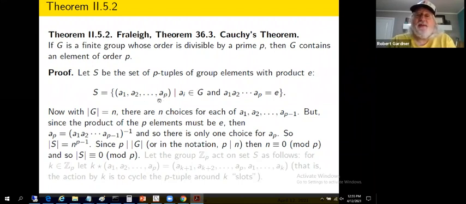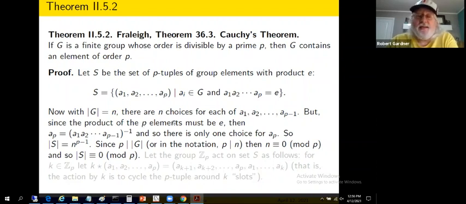P tuples of elements of group G, A sub I is in G, such that the product of those elements in that order equals the identity. In that order, because order matters, we may not have commutativity. With the order of group G equals n, so let's introduce parameter n just as a symbol to represent the order of group G. It was a finite group by hypothesis.